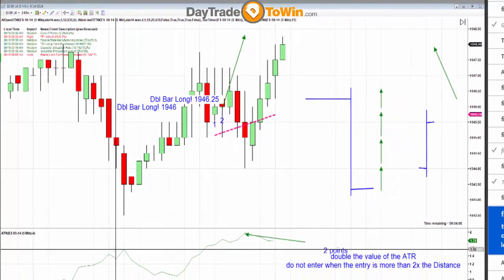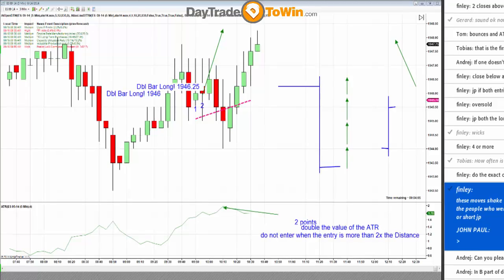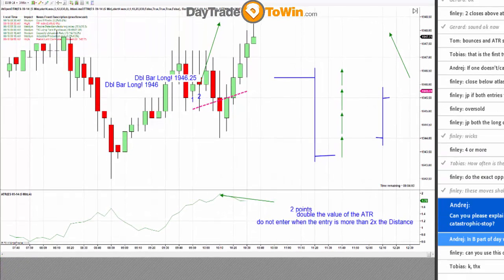Tobias, they do, right, Finley? They shake out all the people that went long or short, absolutely. Andre here, can you explain a catastrophic stop?